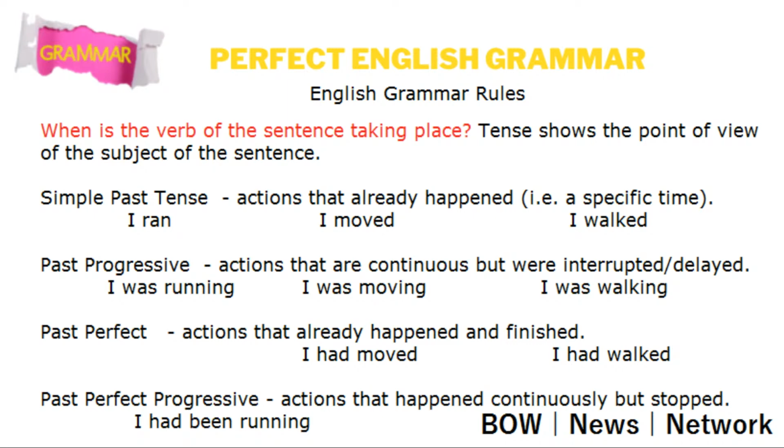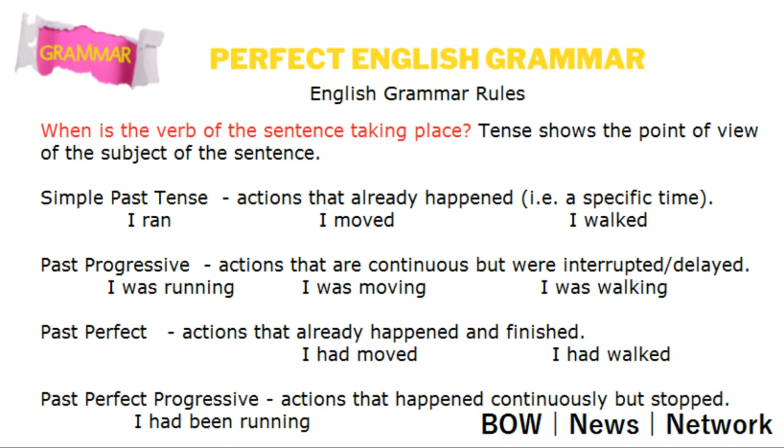Here we highlight four tenses. We have simple past tense, past progressive, past perfect, and past perfect progressive. Just to recap, simple past tense: I ran, I moved, I walked. Or past progressive, which is actions that are continuous but they are interrupted or delayed at a specific time. I was running, I was moving, I was walking.